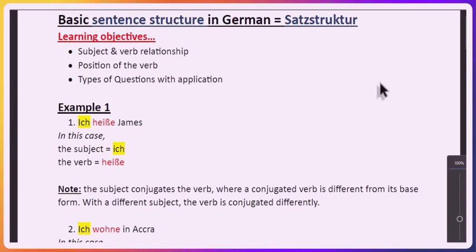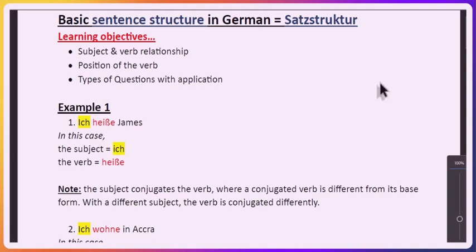And if you don't understand anything in the video, please try and watch it over and over again, at least two times. Just watch, you will understand. This thing takes practice. If you don't practice, it won't work. This is a very basic sentence structure in German.